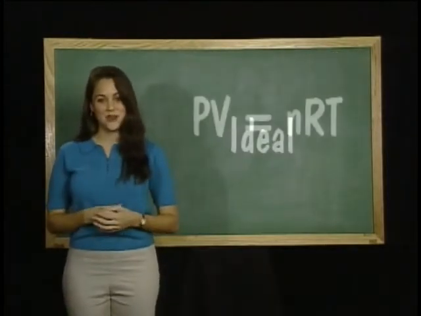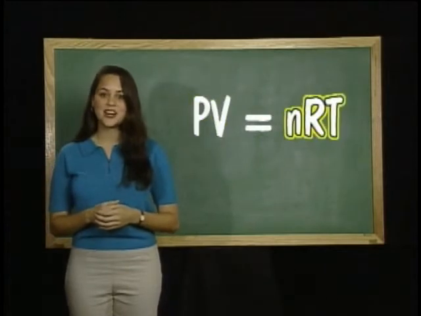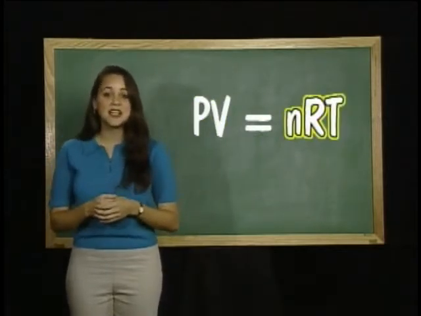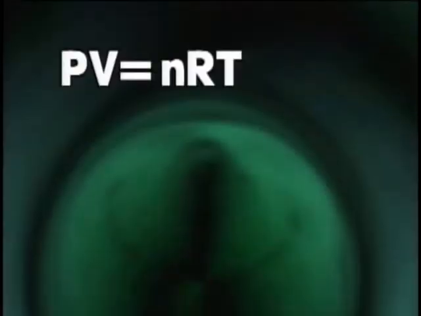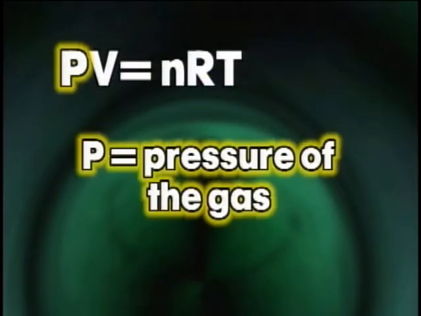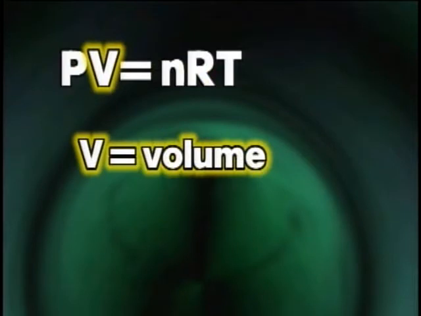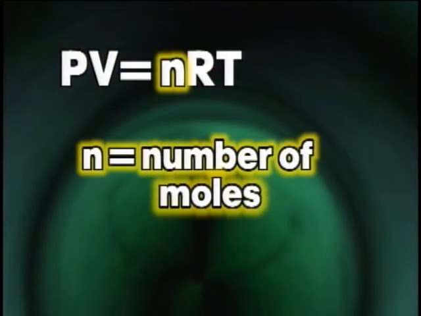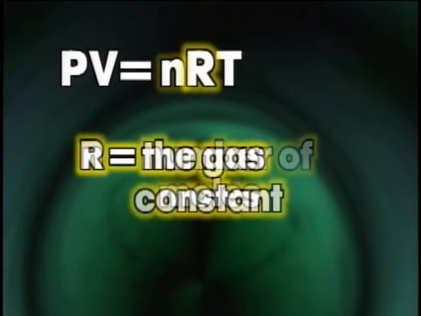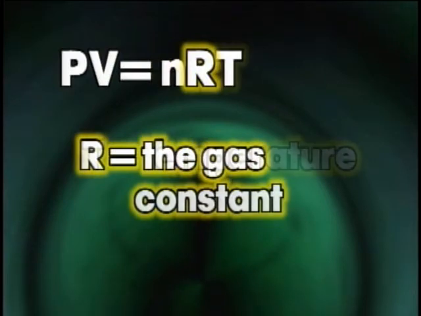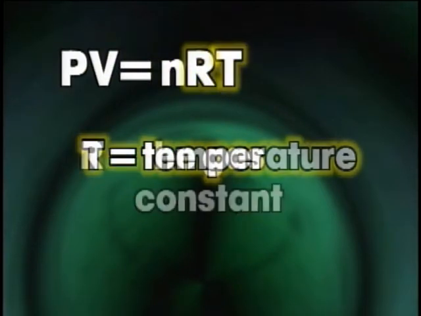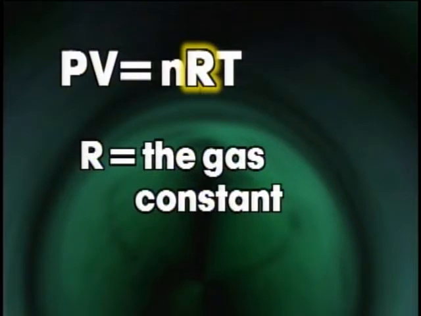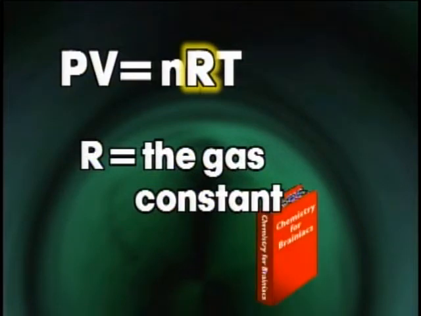You can remember the equation, PV equals nRT, because it looks kind of like Perv-Nert. In the ideal gas equation, P represents the pressure of the gas, V equals the volume, n equals the number of moles we're working with, R is the gas constant, and T is the temperature. R, the gas constant, is one of those deals you can just look up in your book.